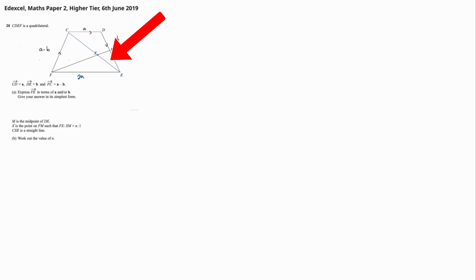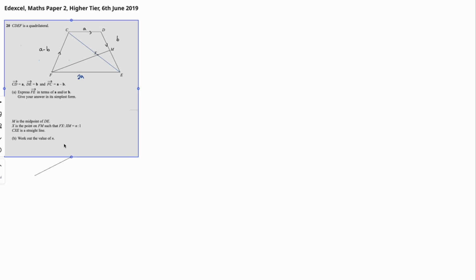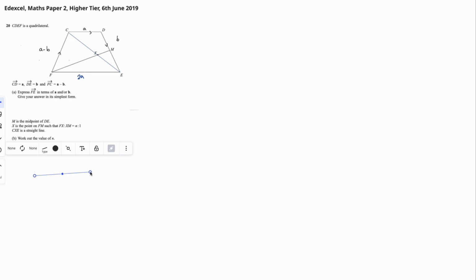So part 2 of the question asks us to work out the value of n. And let's get that out of the way. Whoops. So part 2 of the question asks us to work out the value of n. We know that X sits somewhere along the line FM.